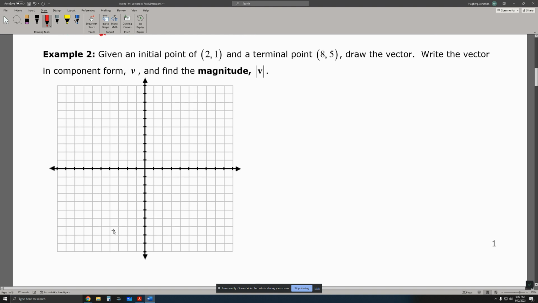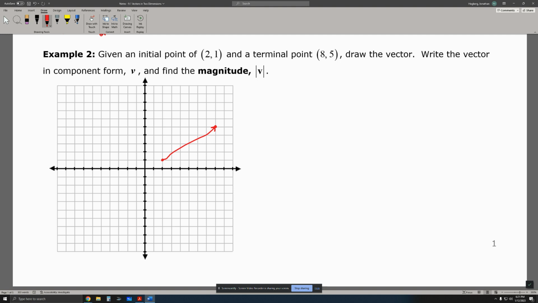All right, let's go ahead and try example 2. Given an initial point, (2, 1), and a terminal point, (8, 5), draw the vector, write the vector in component form, vector v, and find the magnitude of vector v. So we'll start with the initial point, (2, 1). We'll plot that point. The terminal point is that ending point. That's going to help us determine the direction. We have (8, 5), so we'll plot that point as well. The vector is going to go from the initial point to the terminal point. So we're going to extend that line and then draw that arrowhead. Remember, this is a vector, so we do need to denote that direction.